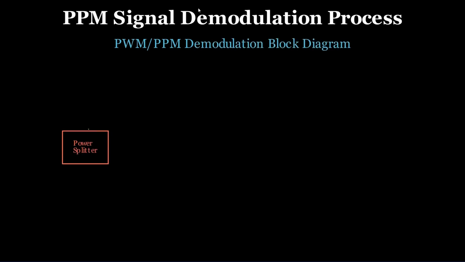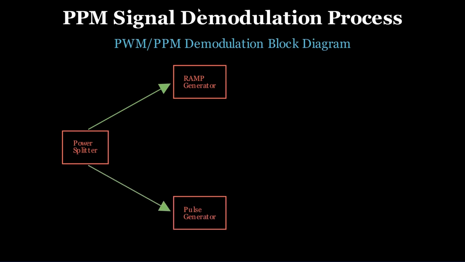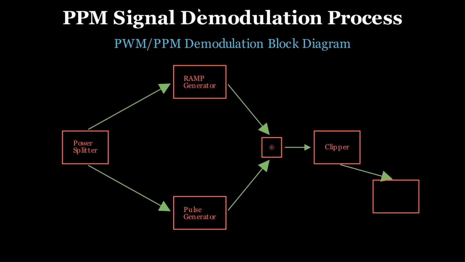Now let's look at how PPM can be demodulated back to the original analog waveform. We will start with the general block diagram. It starts with a power splitter that splits the signal into two identical paths. One goes to the ramp generator, another one to the pulse generator. Those two are summed together. The clipper clips the amplitude, and the low-pass filter smooths out unwanted frequencies.